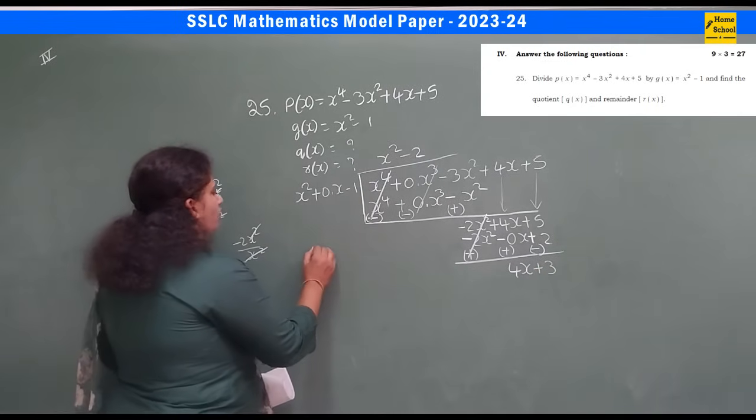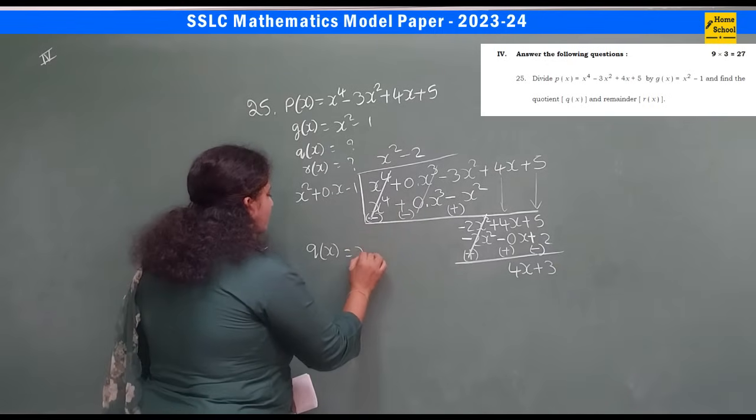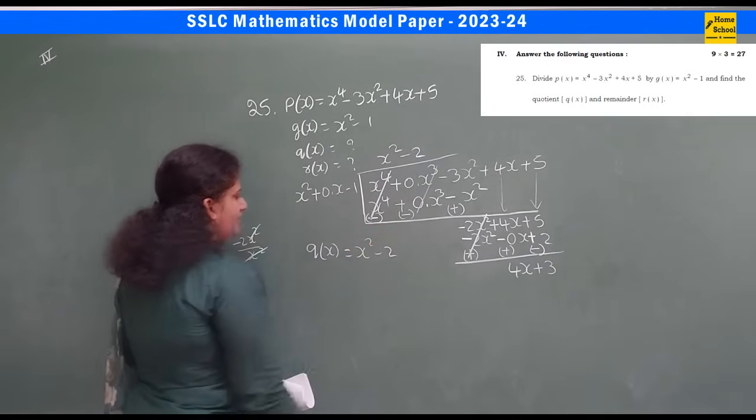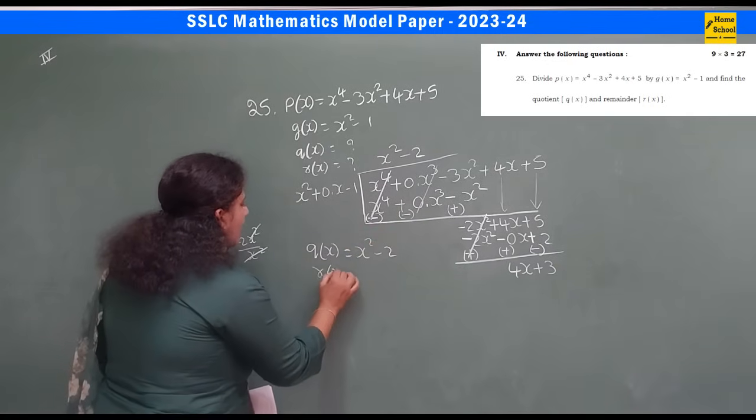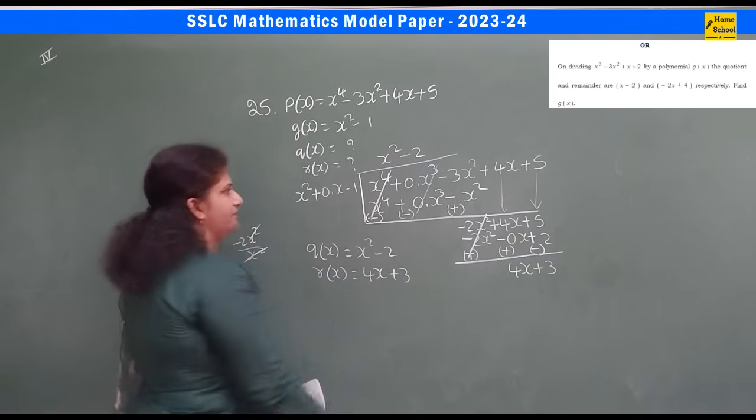So therefore, what you are going to write? Quotient q of x is equal to x square minus 2. Remainder r of x is equal to 4x plus 3.